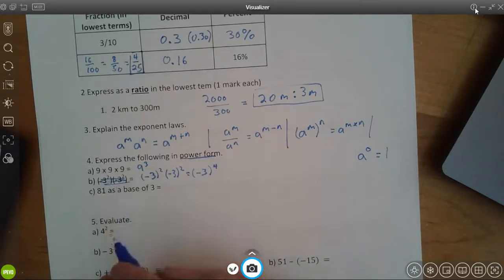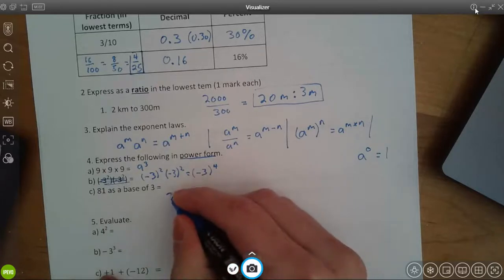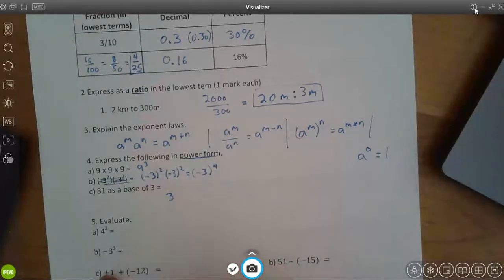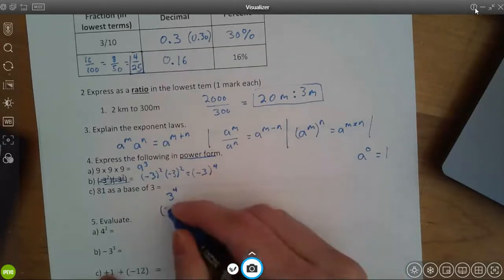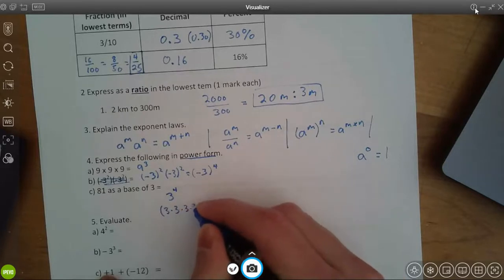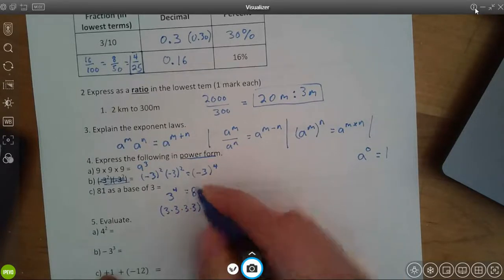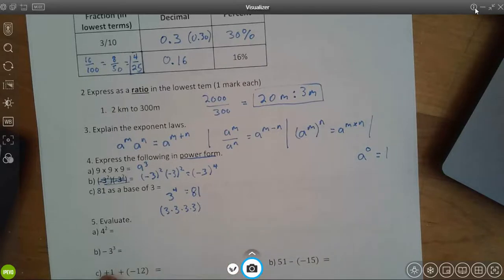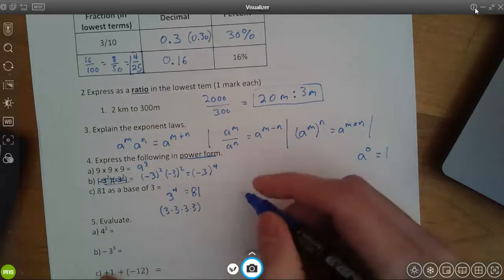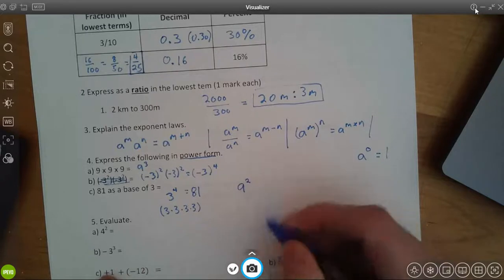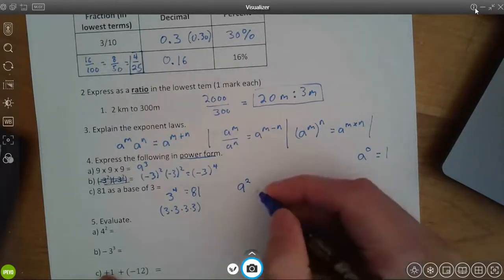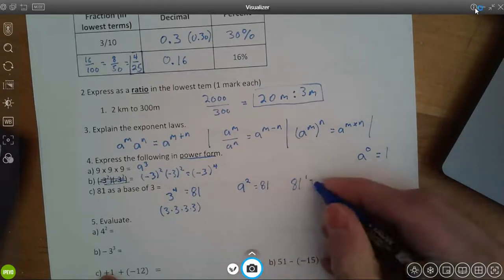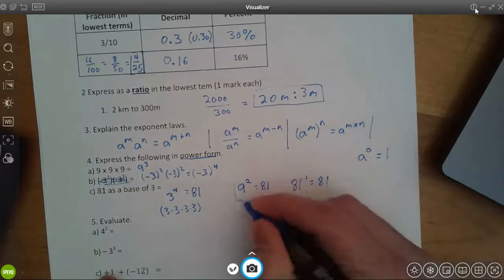How do I write 81 as a base of 3? Well, 3 times 3 is 9. 3 times 3 times 3 is 27. 27 times 3 is 81. So I would need 4 3's multiplied together. So that's 3 times 3 times 3 times 3, which equals 81. And I think I had some similar questions for you. We could also write 81 with a base of 9. That would just be 9 squared. Or if the base is 81, it would just be 81 to the power of 1. So those are two other ways to express 81 as powers with different bases.